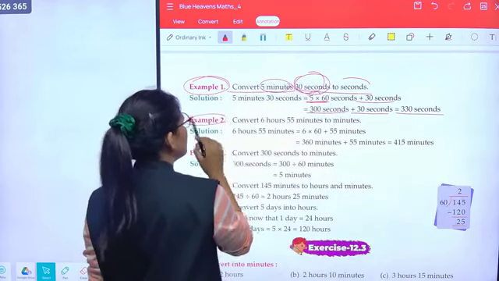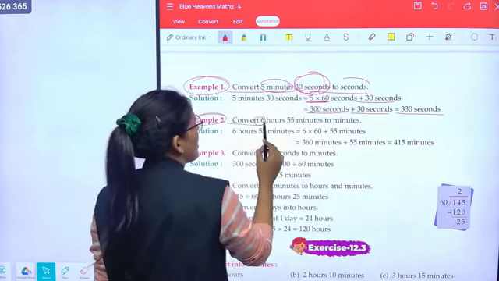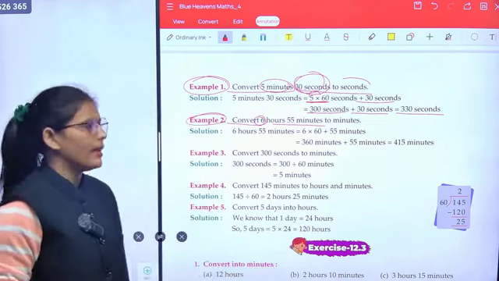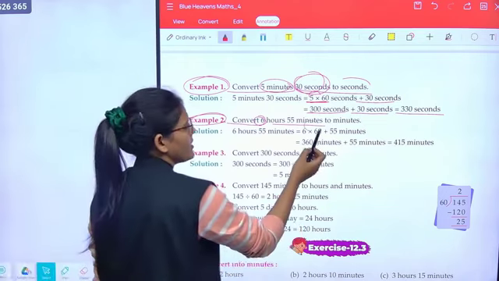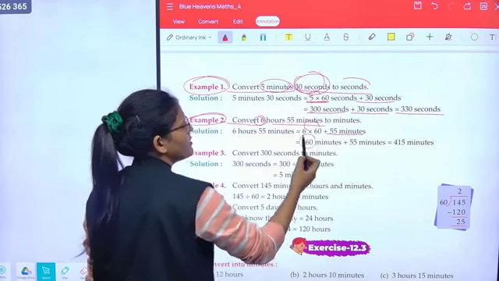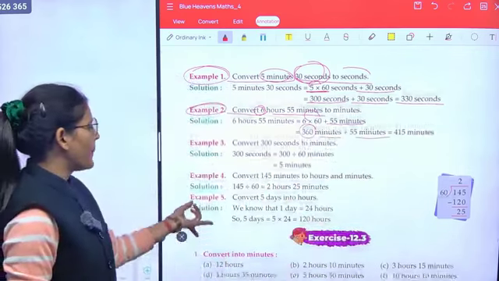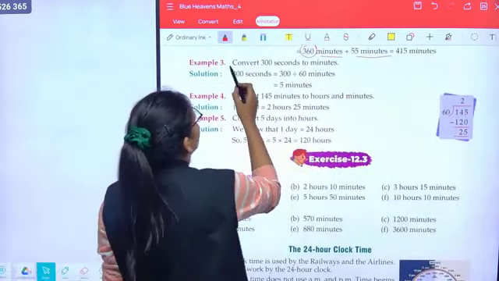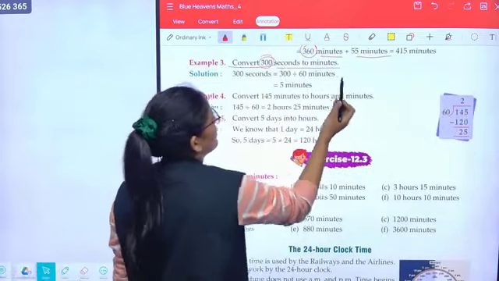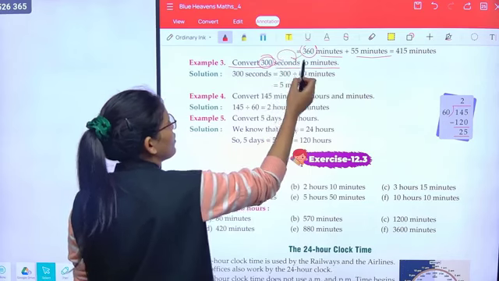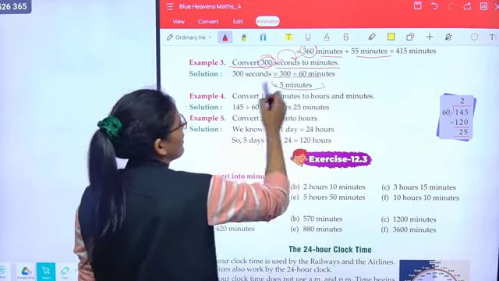Now example number 2. Convert 6 hours 55 minutes to minutes. अब मिनट्स में करने के लिए again हम मल्टीप्लाई करेंगे. Now 6 multiplied by 60 plus 55, 360 minutes plus 55 minutes is equal to 415 minutes. Now class, convert 300 seconds to minutes. अब हमें सेकंड को मिनट में करना है, so we will divide, it is 5 minutes.